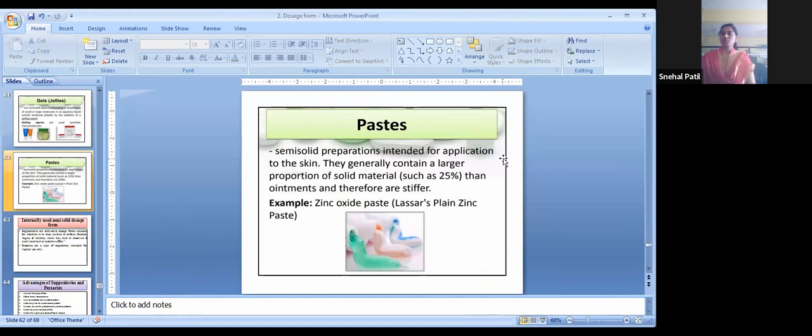This is a semi-solid preparation which is applied to the skin. It generally contains a larger portion of solid. It is a semi-solid, but it contains a larger portion of solid than the ointment. In an ointment, the liquid portion is more as compared to the paste. So the paste is stiffer. The example of the paste is zinc oxide paste. Also toothpaste is an example of paste. Understand?